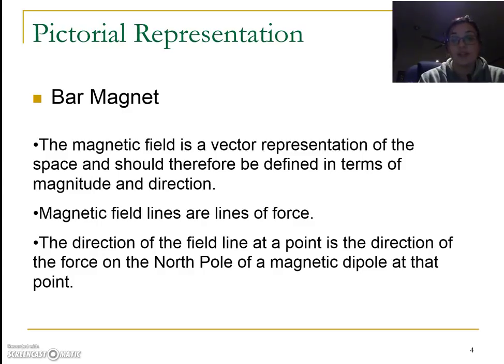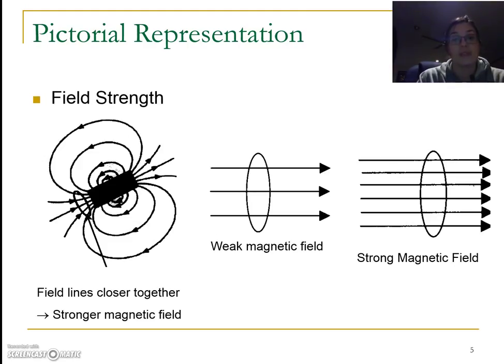Now, we can tell the direction if we imagine, just like we had our positive test charge in an electric field, this time we're going to have a really small north pole of a dipole. It's like a mini tiny magnet, and we're worried about the north end, and what would happen to that north end of a magnet, which direction would it get pushed or pulled, and we can determine the direction of the field because of that.